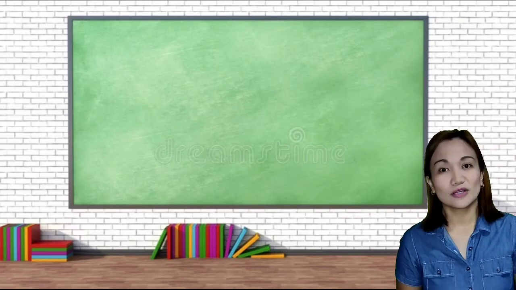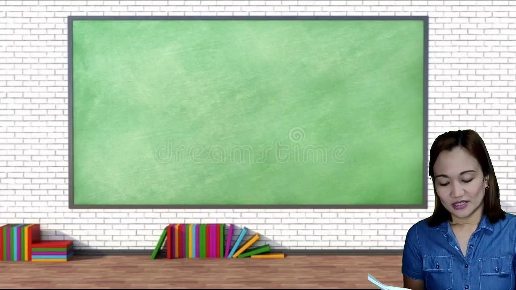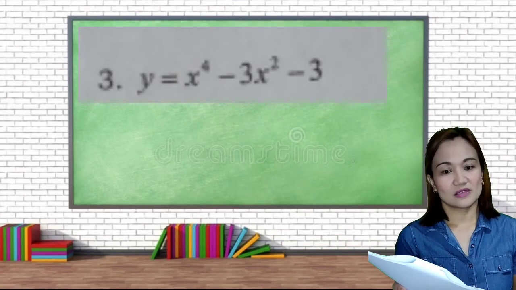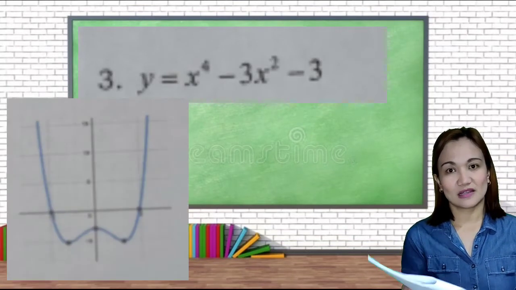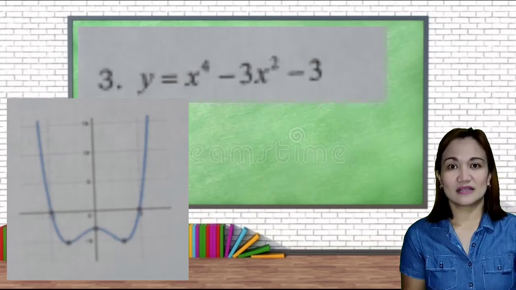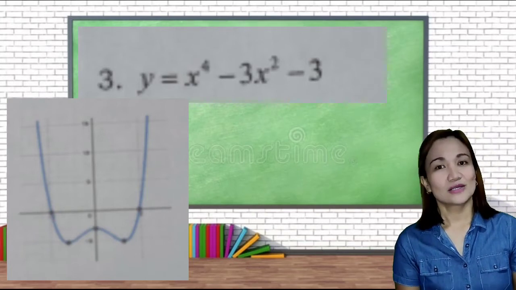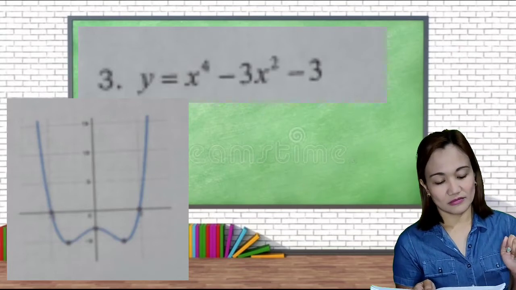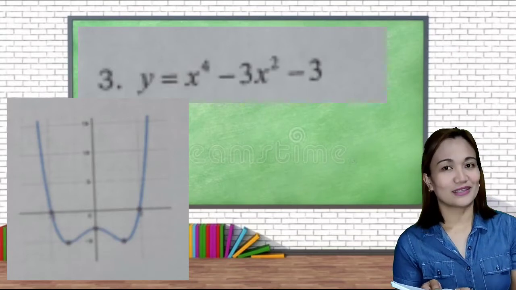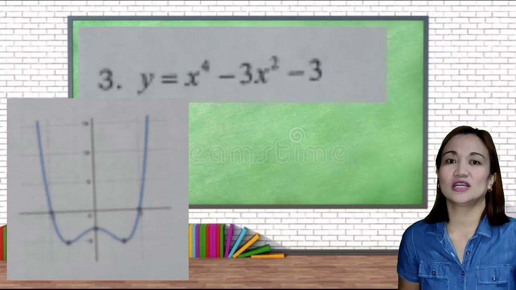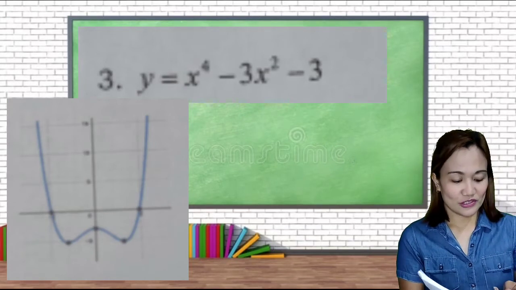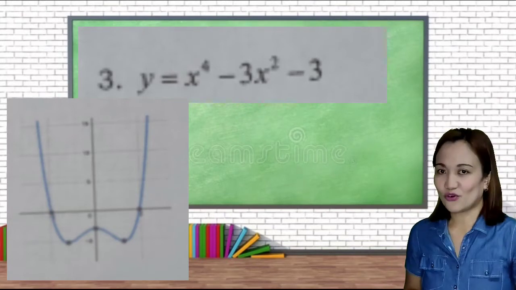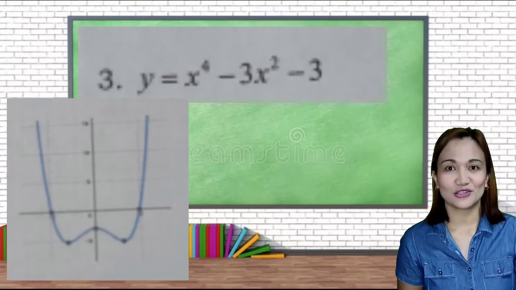This lesson will be on graphs. Okay? So, number 3, the given polynomial is y equals x to the 4th power minus 3x squared minus 3. So, the leading term is the first term, x to the 4th. So, x to the 4th, what is the leading coefficient? 1. What is the degree? 4. Ayan. So, sana lahat nakakasunod, no?